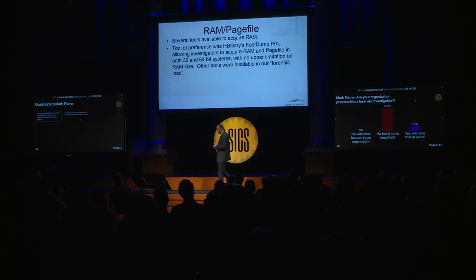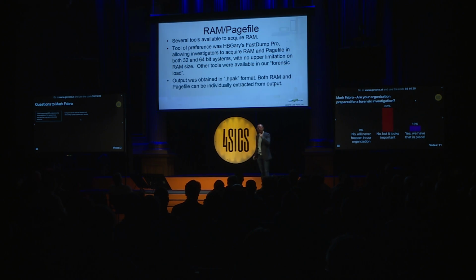For the RAM and the page file, again, we went to HBGary, and HBGary is very useful in this because of the real-time state analysis. There's no cap to the RAM because we don't know what we're getting into, and it allowed us to sample on both 32 and 64-bit systems. This became very, very handy and was still capable on one of those smaller memory-based USB sticks. We put everything in an HPAK format because when it's in HPAK, we can actually pull apart and parse the components in there that we need.